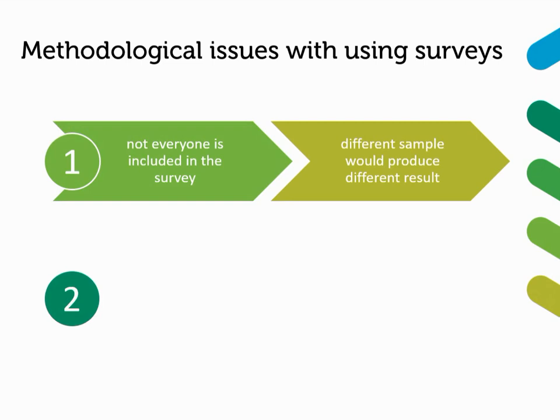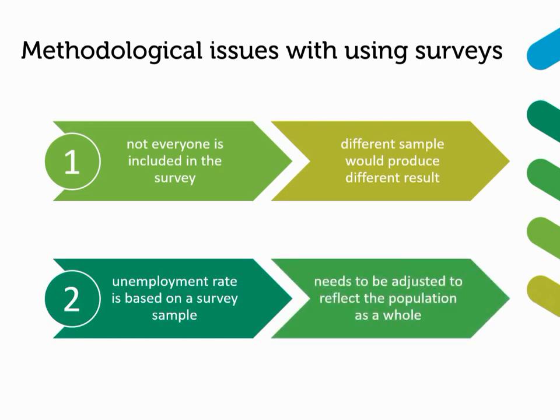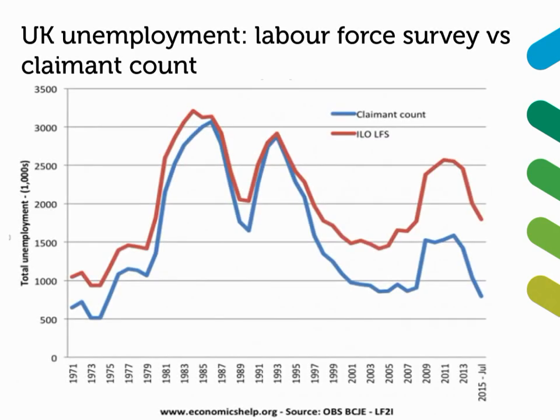Secondly, as it is based on a survey, the unemployment rate also needs to be adjusted to reflect the population as a whole, perhaps by adjusting the results for a particular local area by age group and gender. A second measure of unemployment is claimant count. This differs from a survey as it's a headcount of everybody claiming jobseeker's allowance and national insurance credits. Since it is a 100% count, the claimant count is unaffected by sampling variability and so can be used as an indicator of those without work at very small levels of geography.